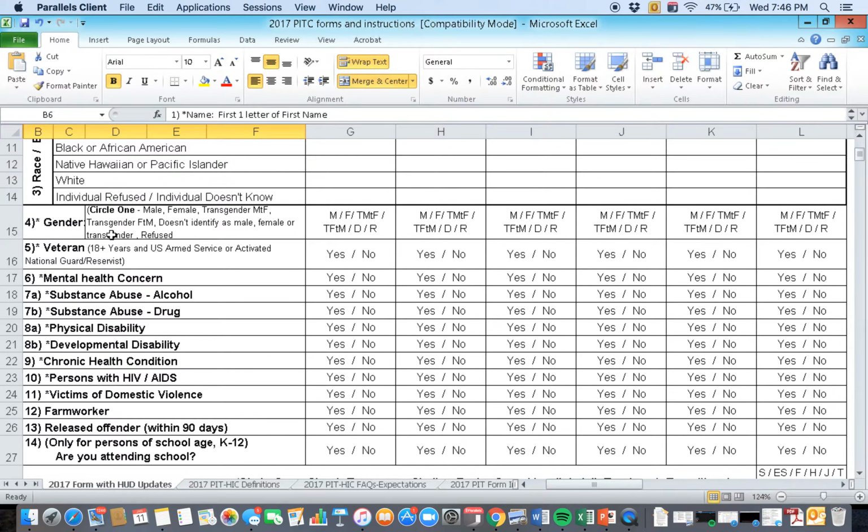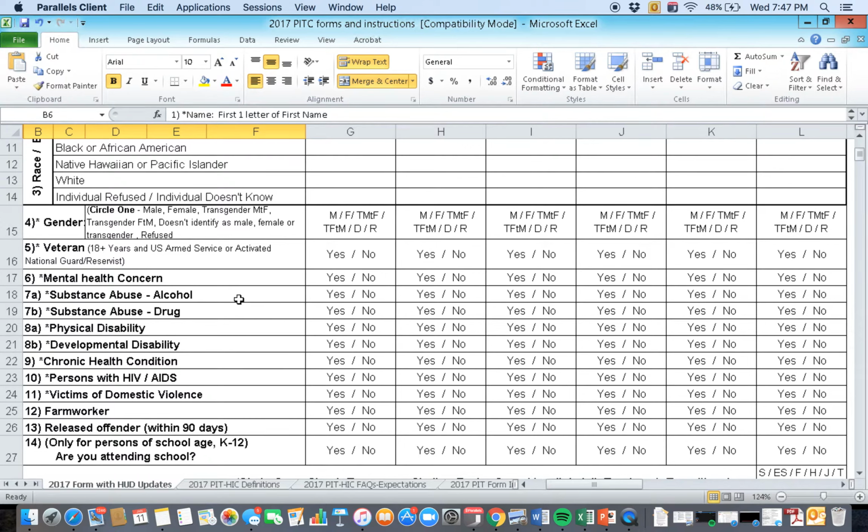Question 4 asks about gender. HUD did a really good job this year of including more genders. We have male, female, transgender male to female, transgender female to male, doesn't identify as either male, female, or transgender, and refused. So there are more options for that.